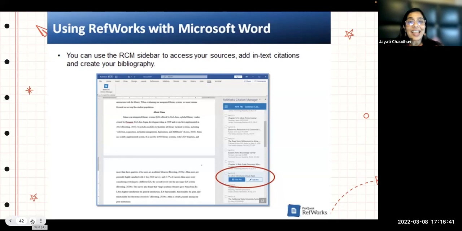And not only that, you can keep on adding citations to your article, and RefWorks will automatically arrange them in alphabetical order. So you do not need to leave your Microsoft Word or Google Docs. You can seamlessly connect with your citations from those places while you are writing your paper, okay? Next slide, please.